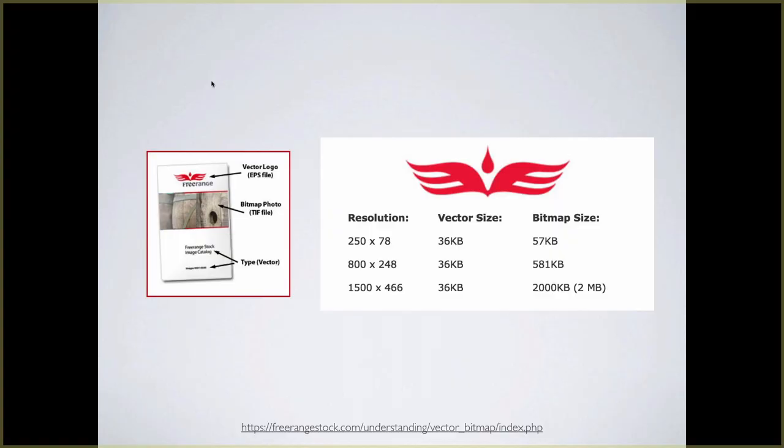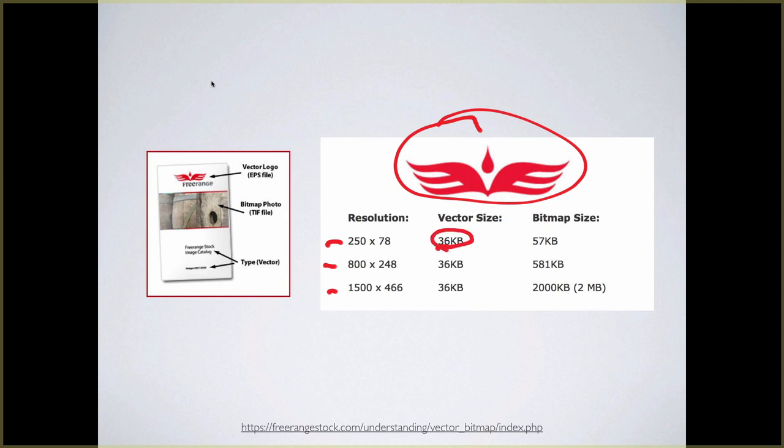So let's look at an example here. I've got a logo. It's this logo right there. And we have it at various resolutions. So the first resolution is pretty small. And if we looked at it, that logo in vector size is 36 kilobytes. Pretty small in file size. The raster size, or in this case, they're calling it the bitmap size, of that same image is 57 kilobytes, almost double. Again, not a big deal. It's really small. Both are really small. We're not going to worry about it.